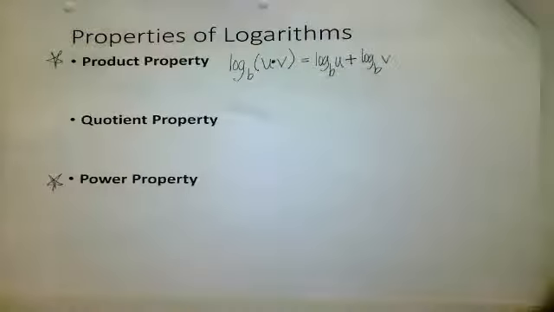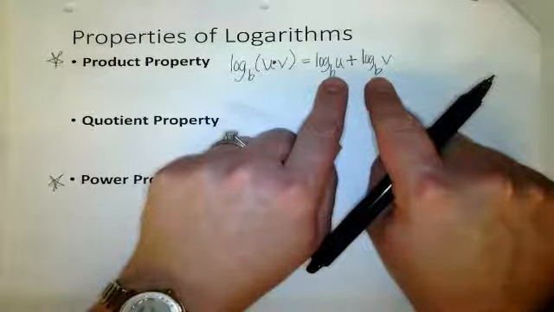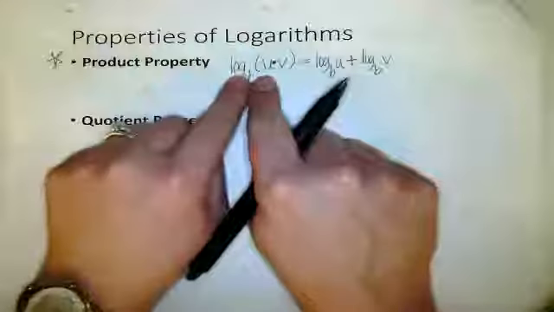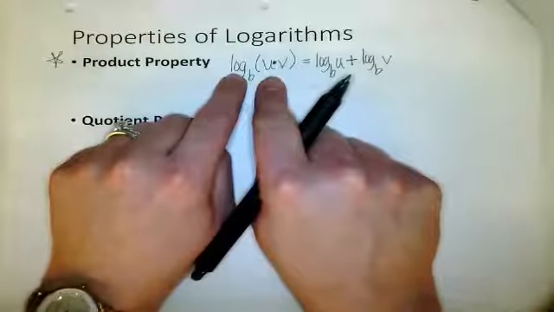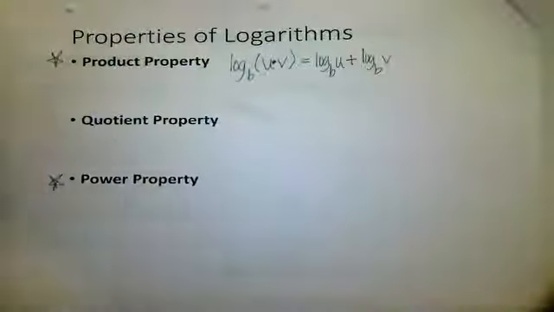So this is the product property. It allows us to add 2 logs together. Okay. And the converse is also true. If you have 2 logs added together, then you can shrink it down into a single log with a product in between.